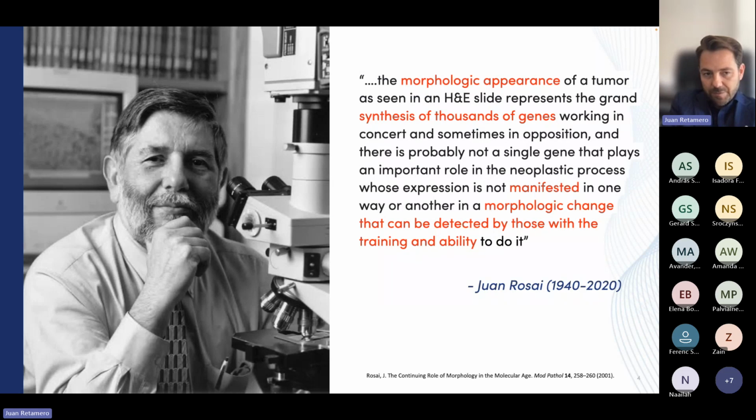I think that this concept was laid out by Juan Rosai almost a quarter of a century ago. What Dr. Rosai proposed back in the day is that the morphological appearance that we see on a tumor, when we look at it under the microscope, is at the end of the day the synthesis of thousands of genes that are actually manifested and result in that morphological change. And those with the training and the ability to detect it could actually predict that morphologic and phenotypic, and that genotypic change associated to that morphology.